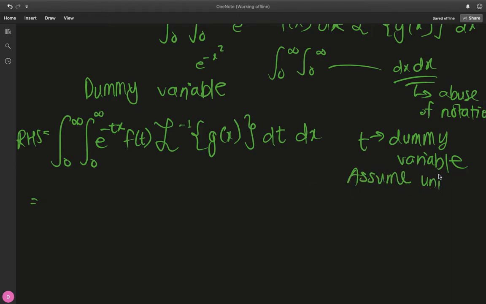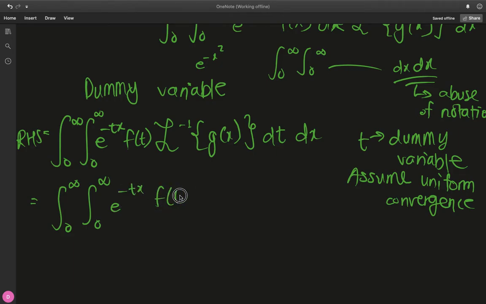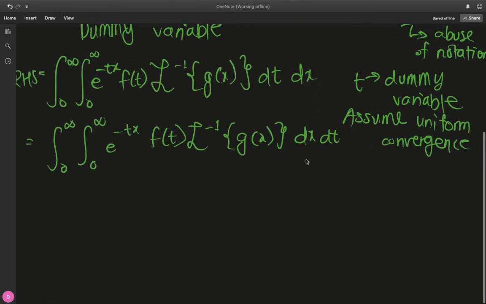uniform convergence, and I do that so that I can interchange this integral. So I'll have a dx dt instead of a dt dx. And since integrals are from 0 to infinity, it doesn't matter over here. We have e raised to negative tx times f of t times the inverse Laplace transform of g of x dx dt. So all the terms that don't depend on x can be taken outside.